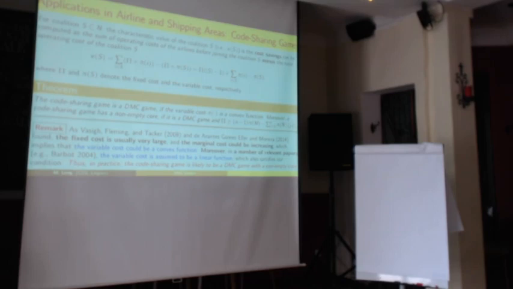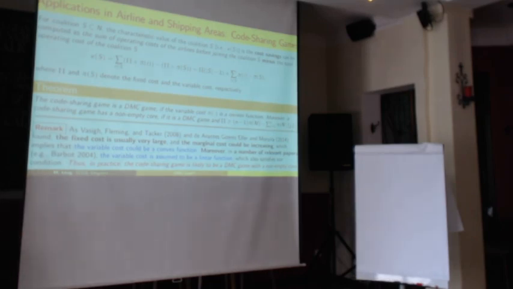Okay. Savings. Now we find for DMC games, if the variable cost is a convex function, this game will be a DMC game. And the next one, if this is convex and also the fixed cost is sufficiently large, this game has a non-empty core. Okay.